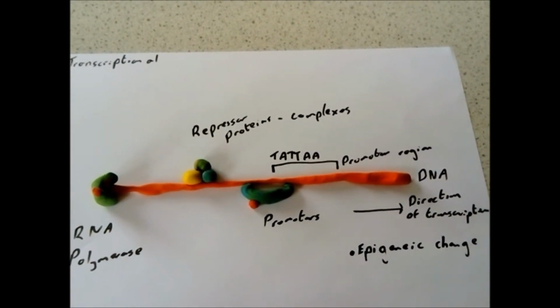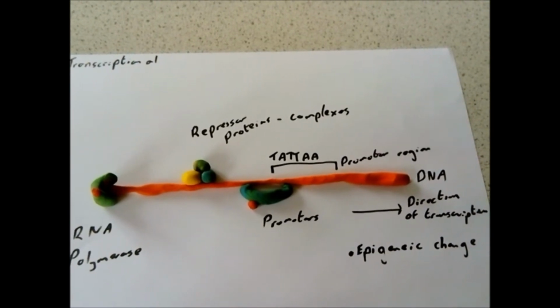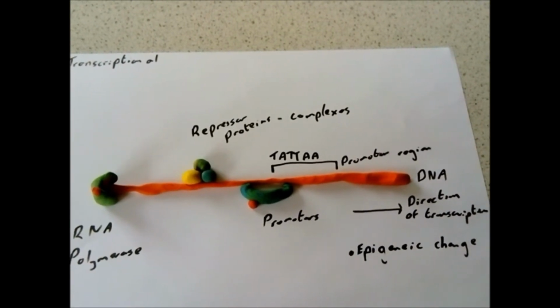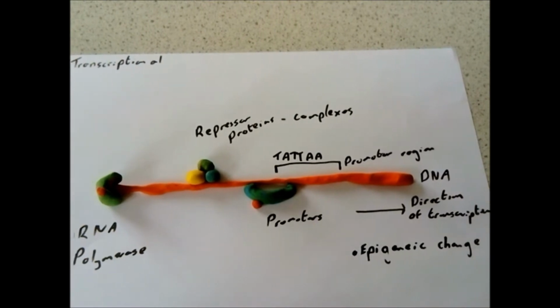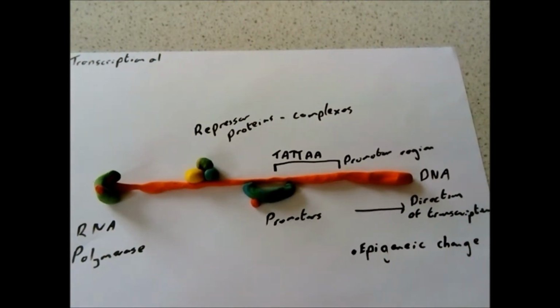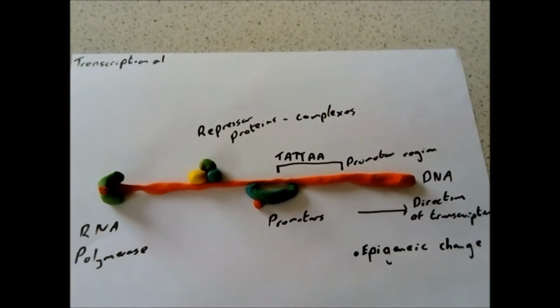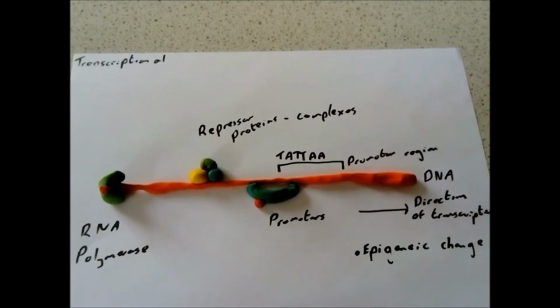On the DNA itself, you'll have areas called promoter regions, which are also called TATA regions because they've got the nucleotide sequence TATAA, which physically promote the transcription of the gene that comes after that region.